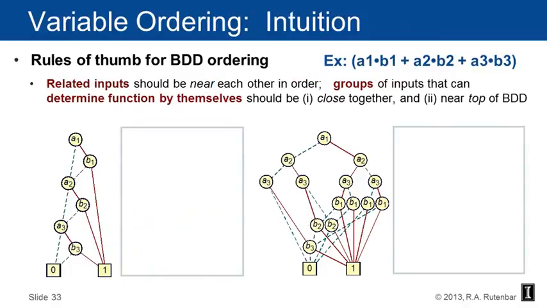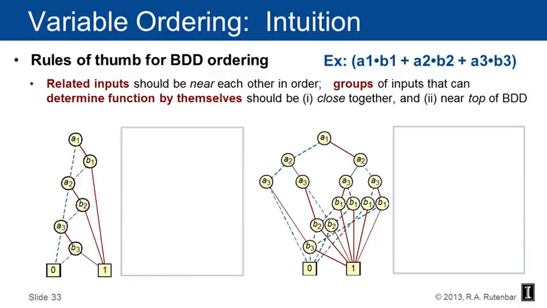Let me give you a little bit of intuition about BDD ordering. Here's some rules of thumb. So I'm showing you the same function again, A1 B1 plus A2 B2 plus A3 B3. And so here's the linearly sized BDD on the left and the exponentially sized one on the right. What's going on here? So let's just read my rules of thumb. Related inputs should be near each other in the order. Groups of inputs that determine the function all by themselves should be, 1, close to each other, and 2, near the top of the BDD.